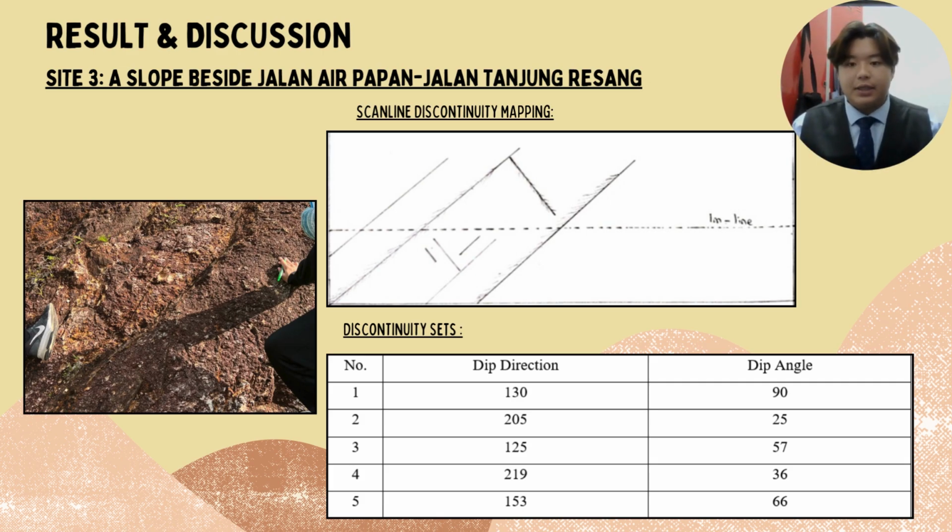For the next site, which is a slope beside Jalan Air Papan to Jalan Tanjung Resang, the picture at the left side is our study area, which is 1 meter by 1 meter, followed by the scanline discontinuity mapping, and using it, we were able to determine our discontinuity sets.